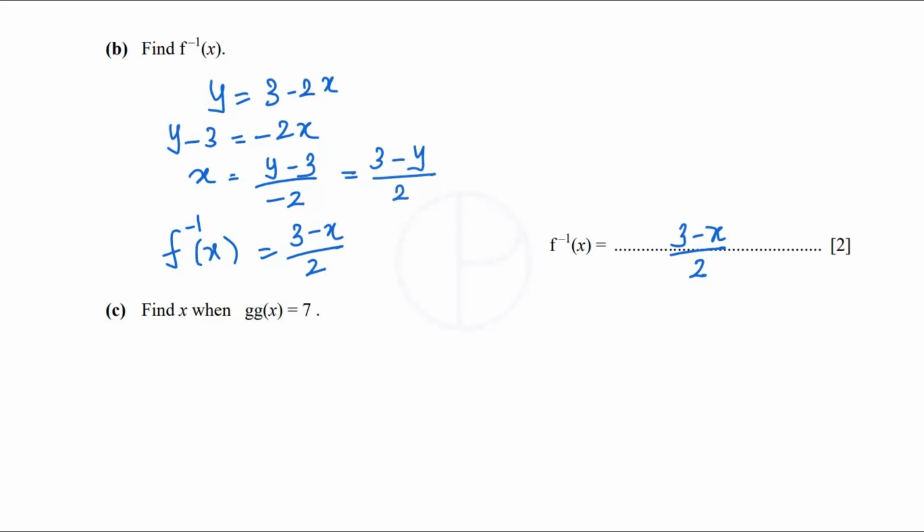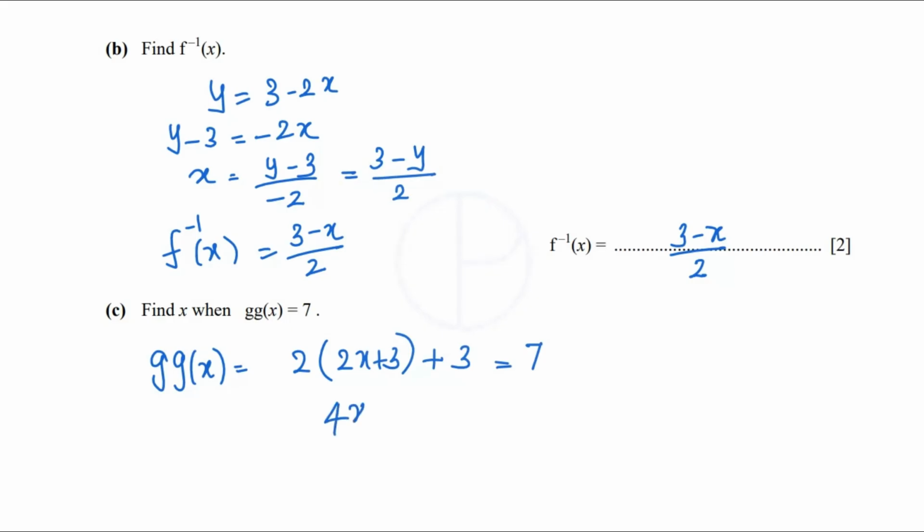Find x when g of x equal to 7. g of x is 2x plus 3. So we substitute the g of x value into g of x itself for x: 2 times (2x plus 3) plus 3. Okay, so this is given, this is equal to 7.